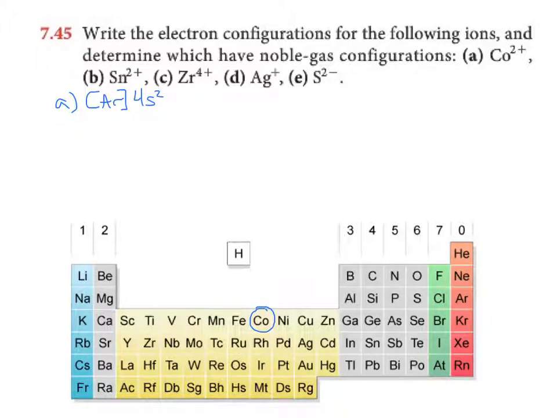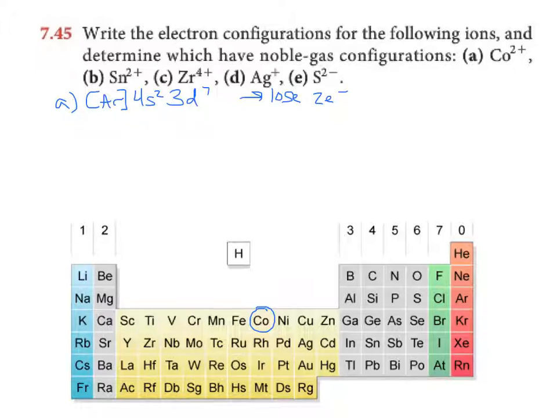Then we go to 3d7, right? So seventh one in. Okay. So in order for it to become the 2+ ion, how did it do that? Yeah, so now we need to lose 2 electrons. So when we lose 2 electrons, where do we lose them from? The highest energy level orbital.